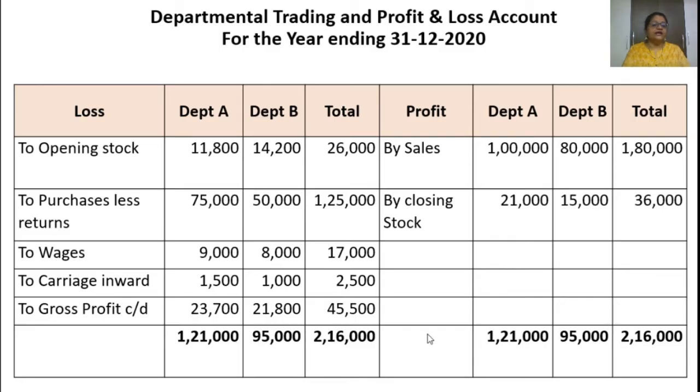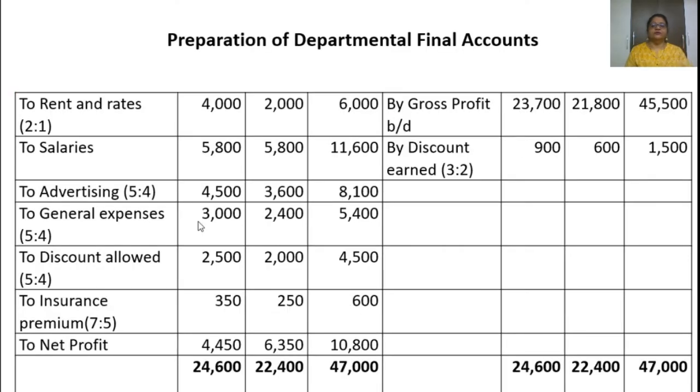Now you see it is more on the credit side. Take the totals: 1,21,000, 95,000, 2,16,000. If you take the difference, this is your gross profit, that is 23,700, 21,800, 45,500, for Department A, B and total respectively. Now this part is called the profit and loss account. So your gross profit is brought down here.